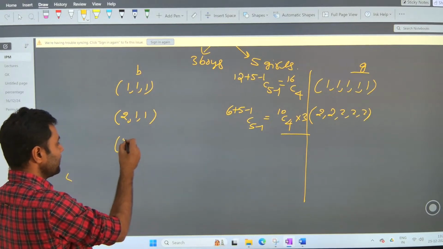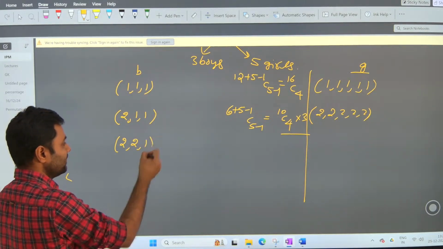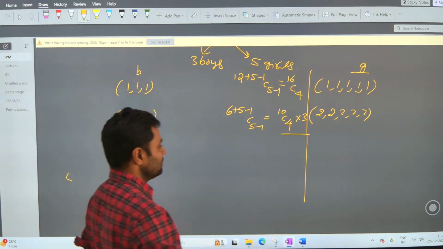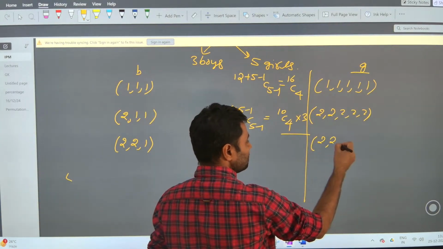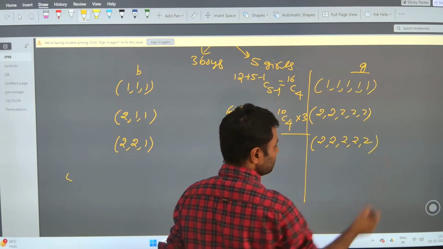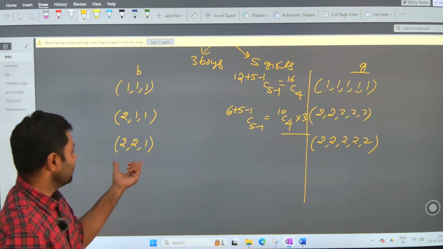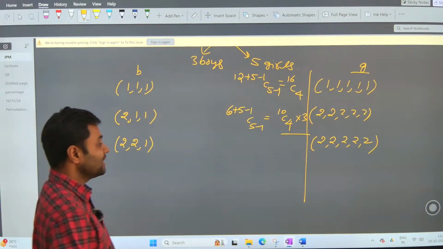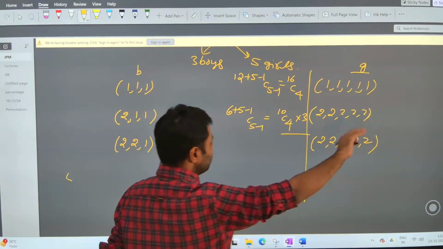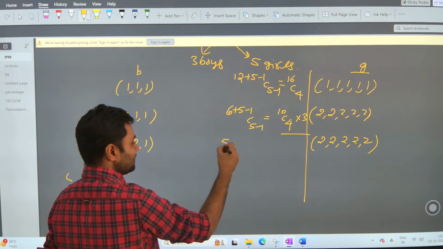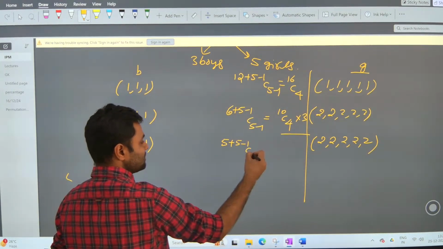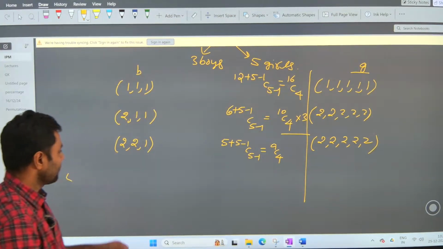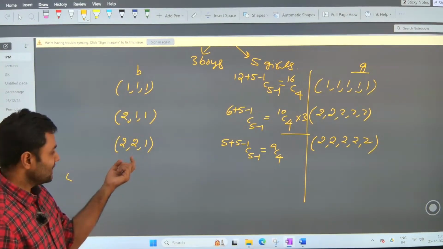If two boys get two balloons and one boy gets one balloon. So in this case, again, all the girls will have minimum two balloons. So 10 balloons here and 5 here. So 15 balloons are gone. So we are left with 5 balloons. In the same manner, these 5 balloons can be given to these 5 girls in any manner. So that can happen in 5 plus 5 minus 1 C 5 minus 1. That is 9C4.